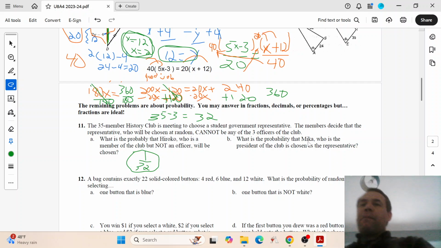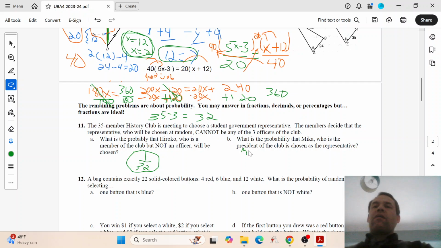What is the probability that Micah, who is the president of the club, is chosen as the representative? I thought he couldn't be an officer of the club. That's weird. Student government representative. The representative who will be chosen at random cannot be any of the 3 officers of the club. That's president's one of the officers. So I would say 0% chance because they're an officer.